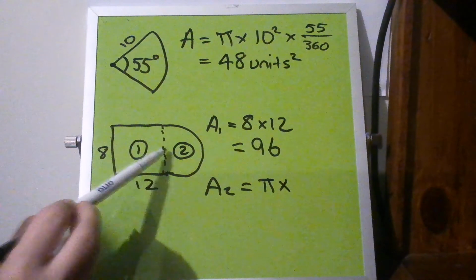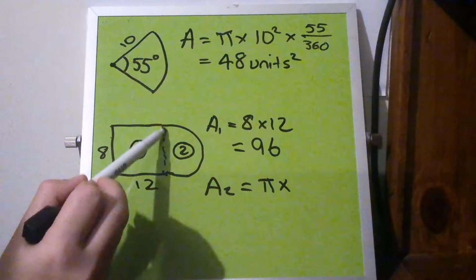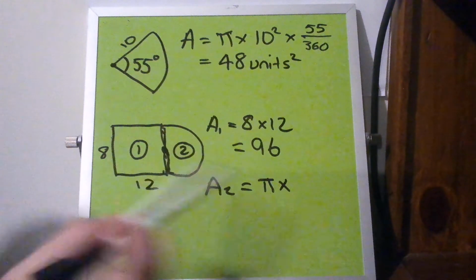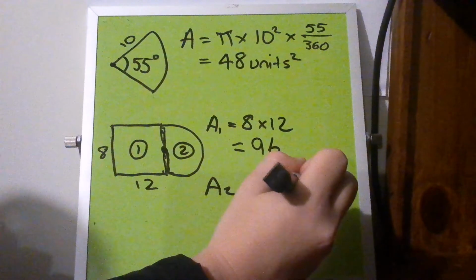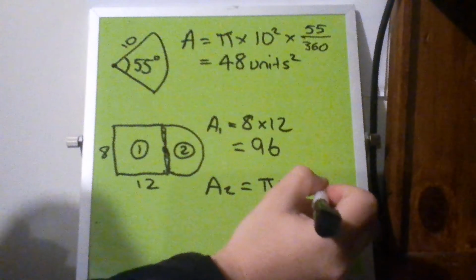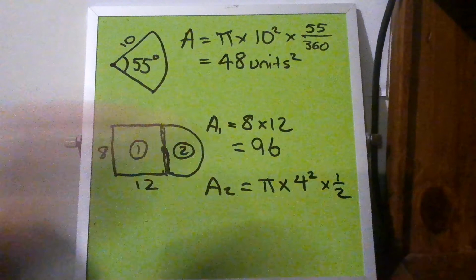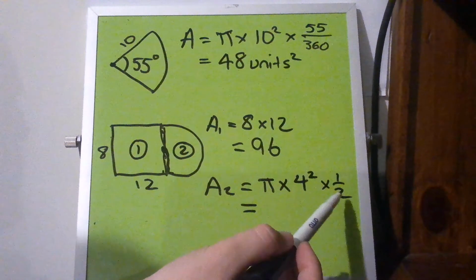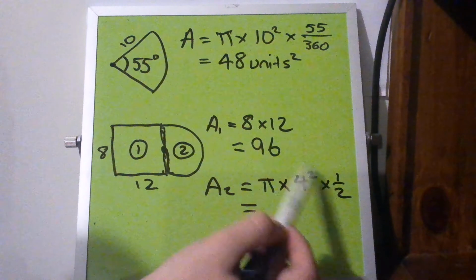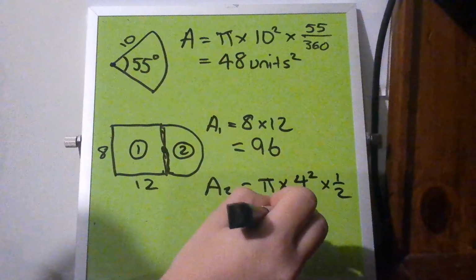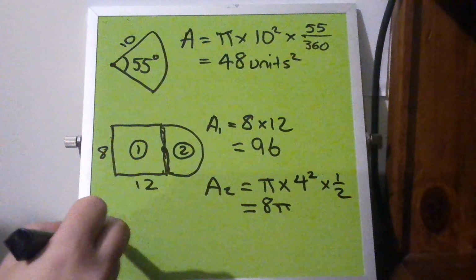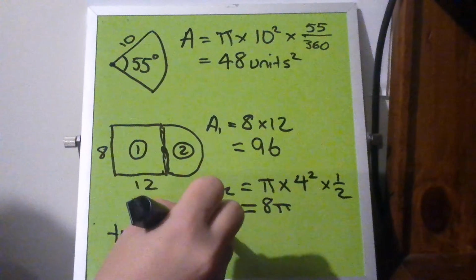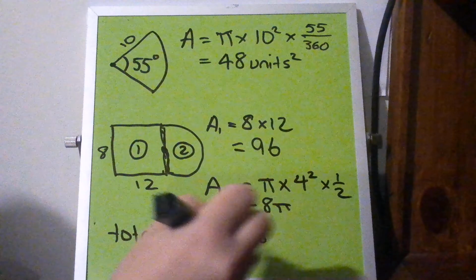Area 2 is going to be pi times the radius of this semicircle. If we look over here, we've got the diameter. That diameter is 8, which means the radius is halfway across, 4. So pi times 4 squared times 1/2, because we have half of a circle. I'm going to leave this in terms of pi. 1/2 times 16 is 8, so that's going to be 8 pi. Then we'll need to work out our total area. That's going to be 8 pi plus 96.